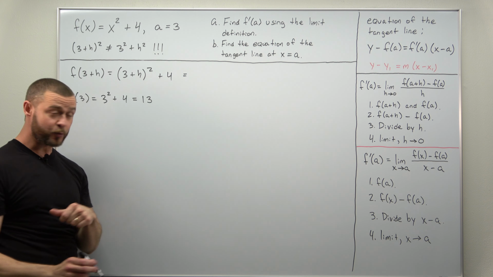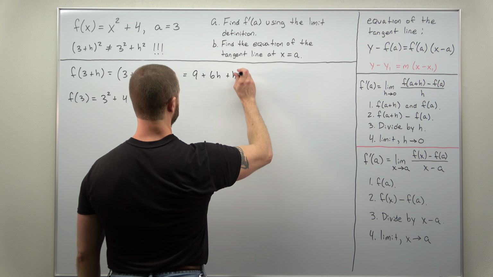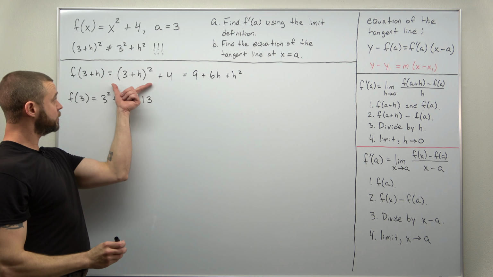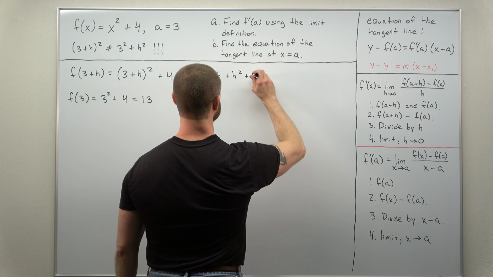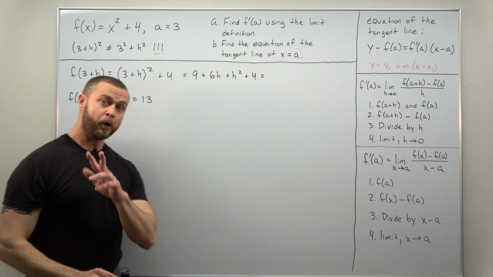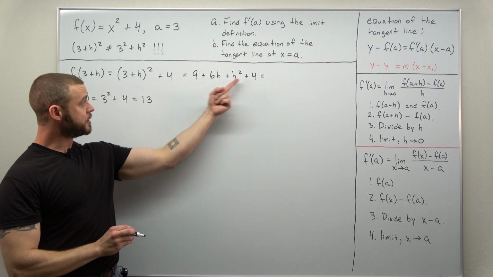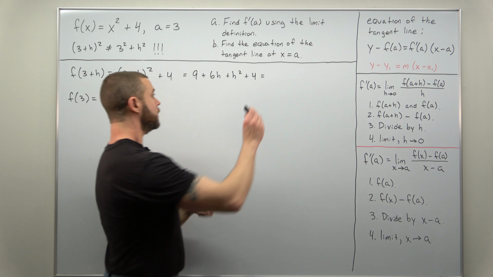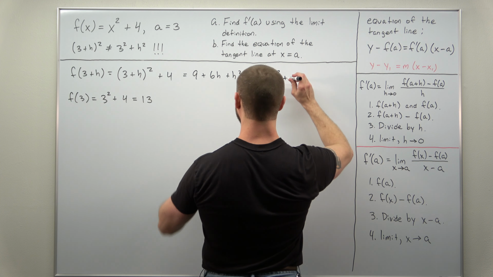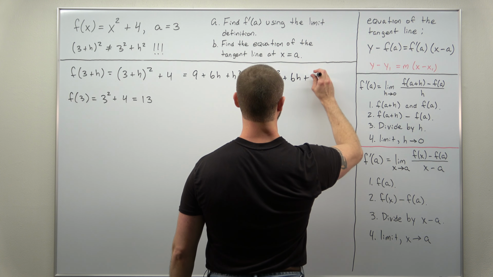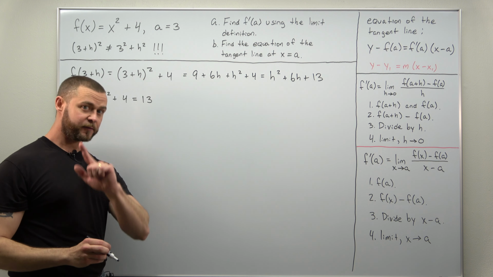You do get 3 squared, 9, plus 6h, plus h squared. Those are the terms from 3 plus h squared, but we also have the plus 4. All right, and always check to see if there's any like terms that you can combine together. It looks like we have the numbers or constants 9 and 4, which you can combine as 13. So let's write this as h squared plus 6h plus 13. And that's it for step 1.